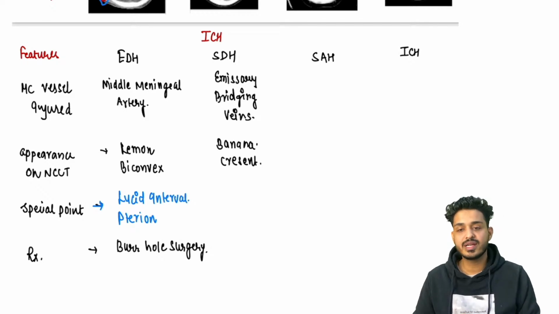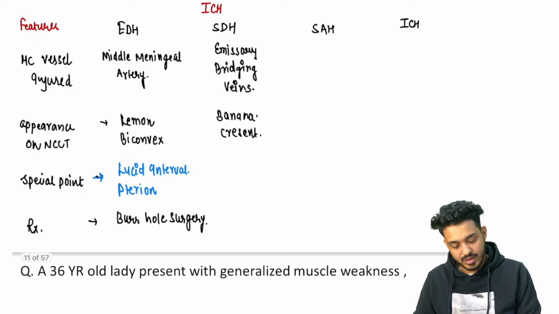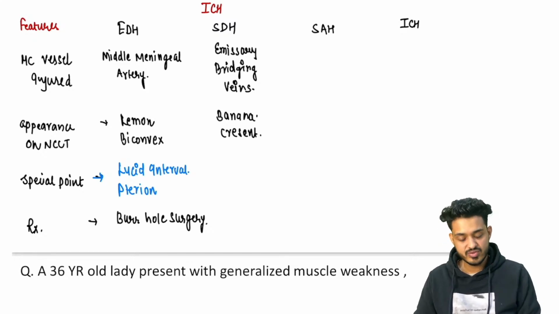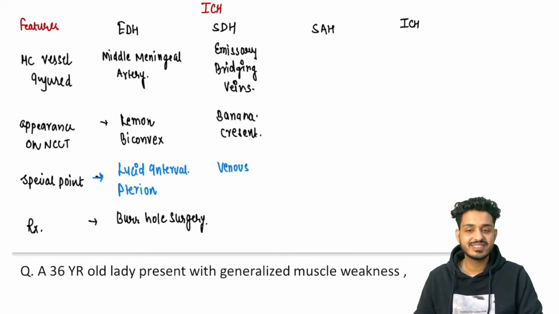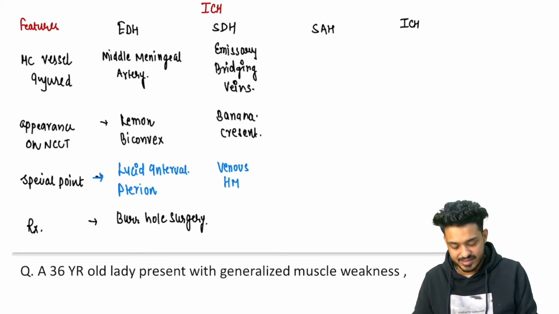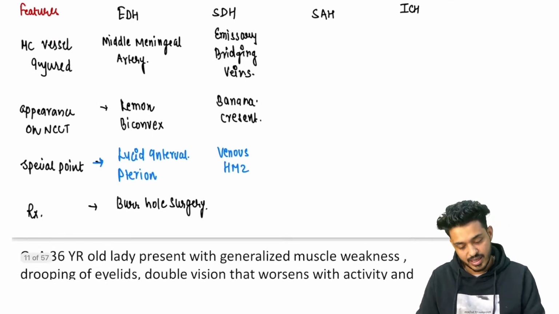Crescentic lesion, moon-like lesion, half moon-like lesion will be there. Remember, this is the only hemorrhage which is going to have venous involvement. This is the only venous hemorrhage we are having, that is going to be your SDH.